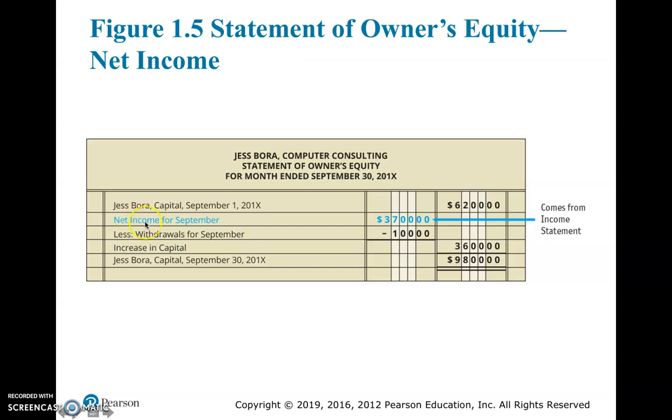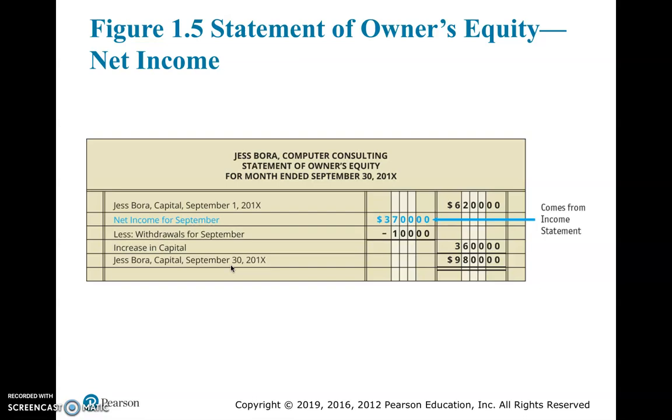You don't want to show all the revenue and expenses in this statement again. We just need the bottom line from the income statement. We show the withdrawals for that month or the period of time, depending on when you are preparing this statement. And withdrawals always decrease the owner's equity, and therefore the column to the left showing the effect of net income and withdrawals, and the subtotal, which would be an increase in capital in our case, is $3,600. Add the $3,600 to the beginning balance, and that would be the ending balance of our capital at the end of the month. So in this case, $9,800.